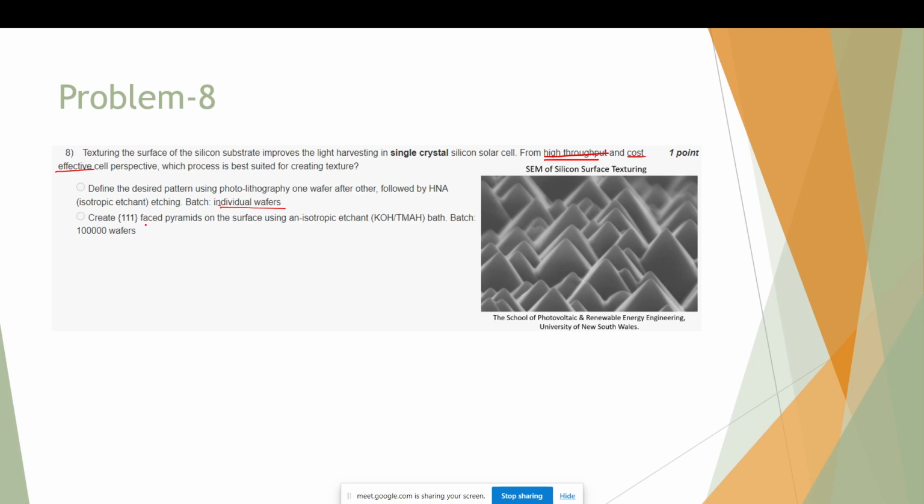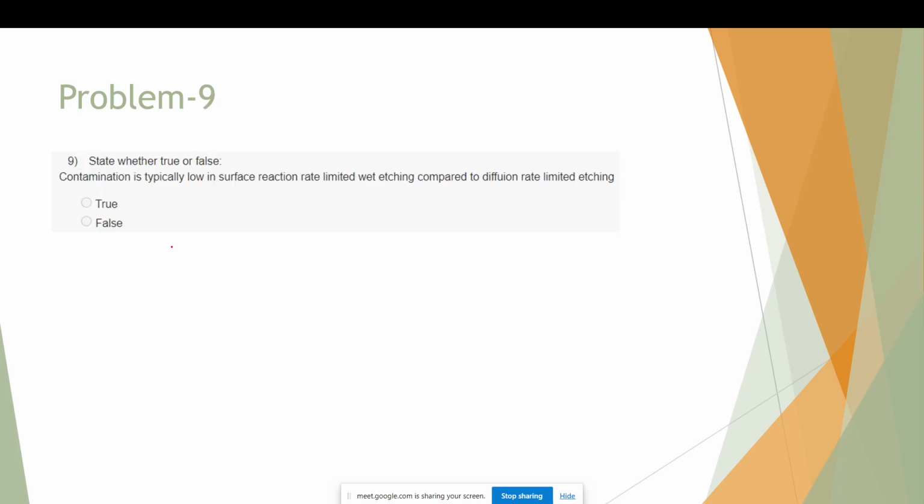The second method is to create 111 faced pyramids on the surface using an anisotropic etchant bath, and then we can do as many wafers as we want in this bath. Obviously this is better because we know that these anisotropic etchants have selectivity towards 111. They will not etch the 111 face because that will get passivated, and that is why it can be used for creating not roughness exactly, but textured films.